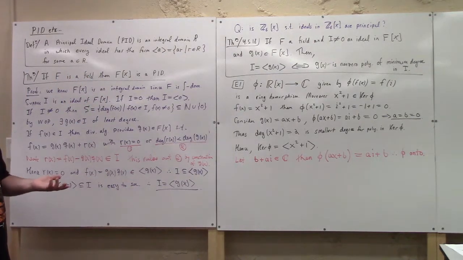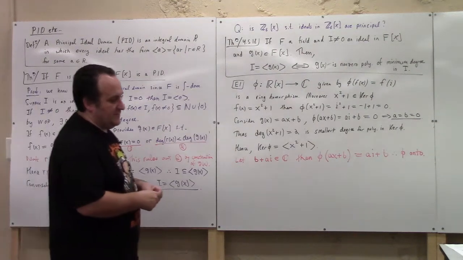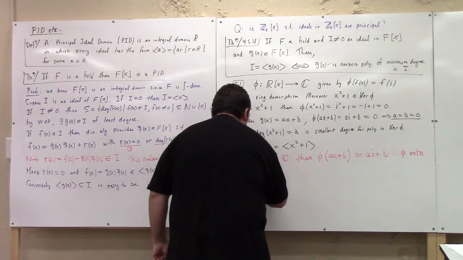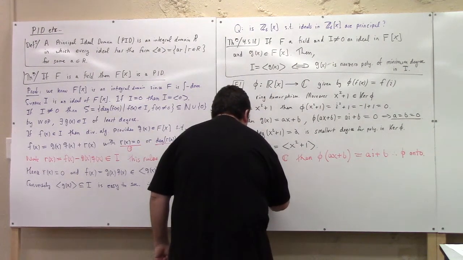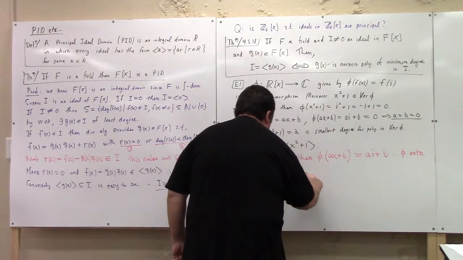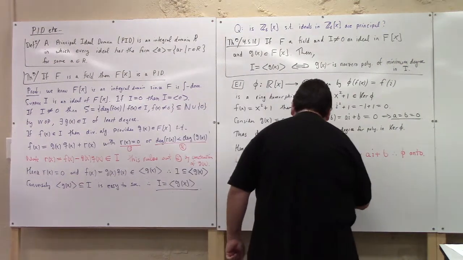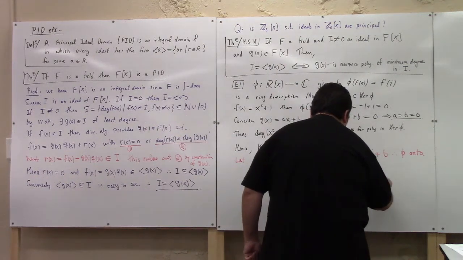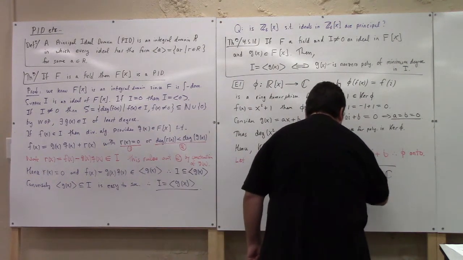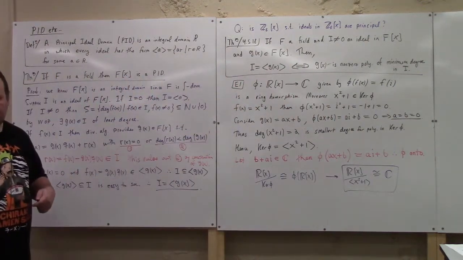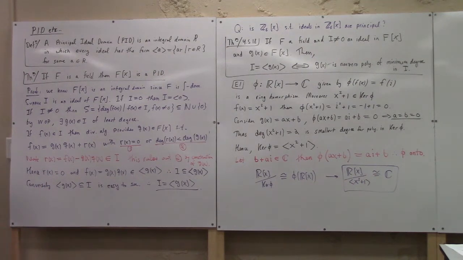So then what? We can use the first isomorphism theorem. What does the first isomorphism theorem tell us? It tells us that R of x mod the kernel of phi is isomorphic to phi of R of x, right? Which in this case gives us R of x mod x squared plus 1 is isomorphic to C. There you go. We've proved this yet again: real polynomials mod the ideal generated by x squared plus 1 is isomorphic to the complex number system.